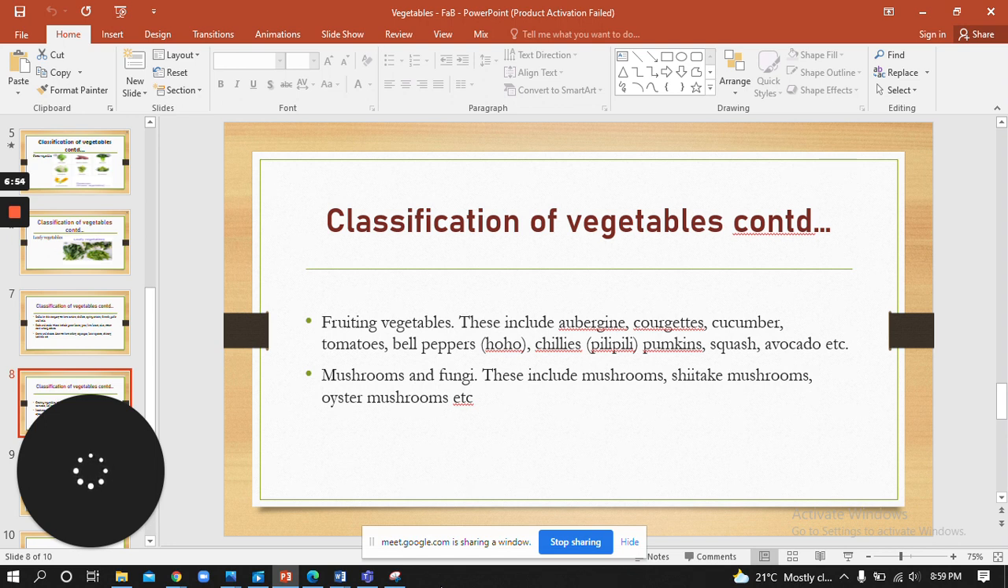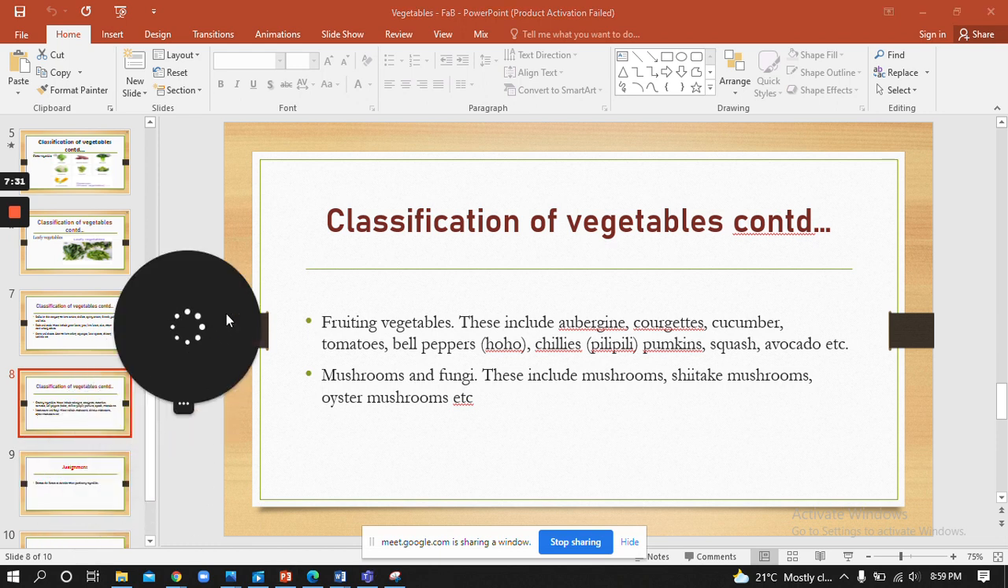And finally, we have mushrooms and fungi. This is also another category of vegetables. In this category, mainly we have the mushrooms, the different types of mushrooms like shiitake mushrooms, oyster mushrooms, and others. These fall under the category of vegetables called the mushrooms and fungi. And those are the nine classifications of vegetables that we have. I know we'll continue to do more with these classifications as we now get into the practical aspect of it.